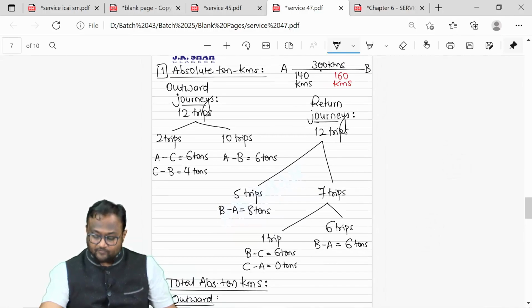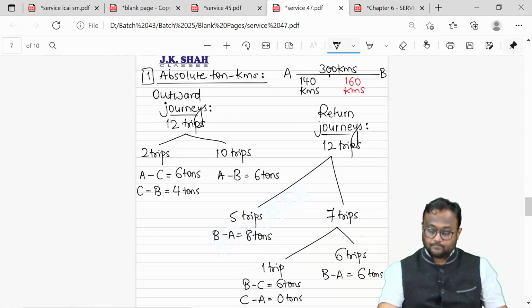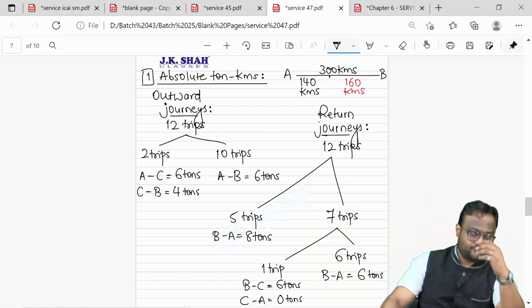You can copy this chart if you want. This is a basic explanation of the whole paragraph that is given in the question. Pause this video and copy this chart if you want.